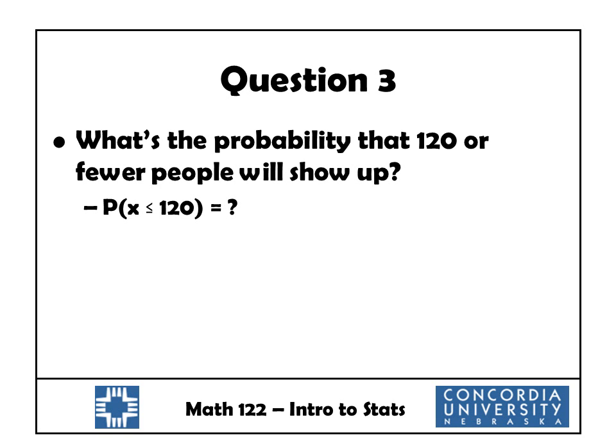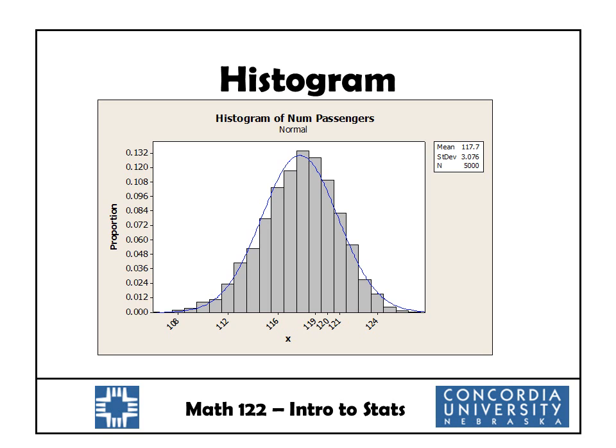Now question 3 is going to be a variation of this. What's the probability that 120 or fewer people will show up? Stated another way, what's the probability that x is less than or equal to 120? Now there are several ways we could calculate this. We could use complements or other things. The way we're going to do it here is not the easiest, but we're going to use it to illustrate a bigger point. So let's look back at our histogram.